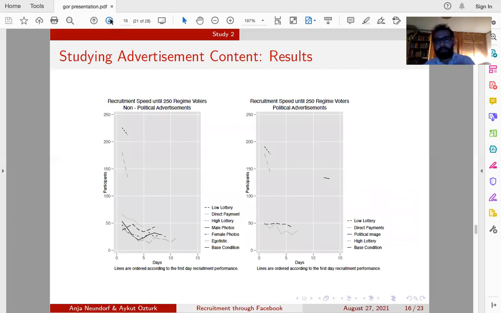Now, we see a huge variation across our results. First of all, let's look at the recruitment speed, the speed until we recruited 250 regime voters. We recruited 250 regime voters in 2 days when we used incentive conditions, when we offered people direct payments or low lotteries, participating in lotteries for 5 pounds. On the other hand, in all other conditions, it took significantly longer to recruit 250 people. The only exception is the political condition, in which we use an image of Erdogan with Turkish flag, the recruitment process was much speedier. We again reached 250 people in 2 days.